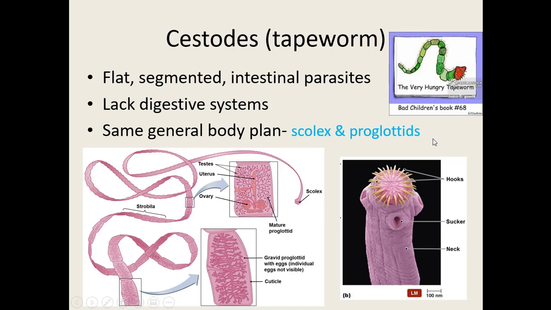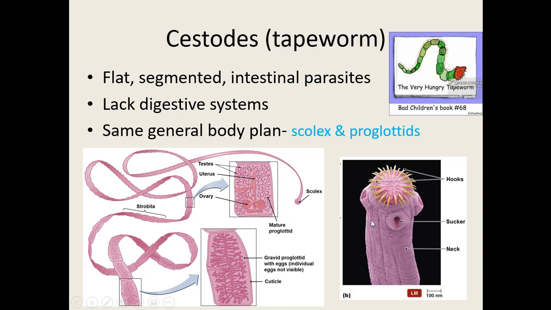Now, tapeworms, they are flat and long, which is where they get their name from, that it looks like a long piece of skinny, flat tape. They are segmented, so they come in all of these little tiny segments called proglottids. They lack a digestive system. There is no mouth, there is no anus. They get all of their nutrients through their skin. And they all have the same general body plan.